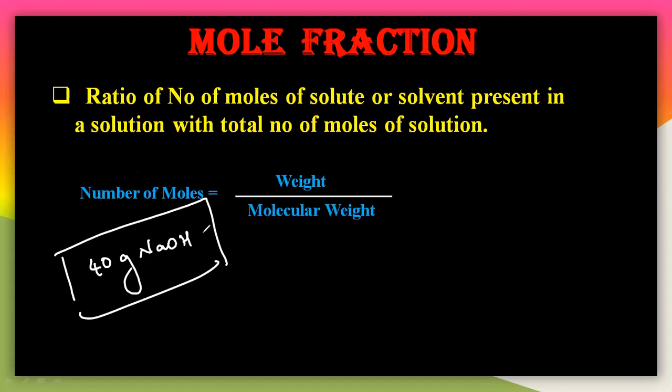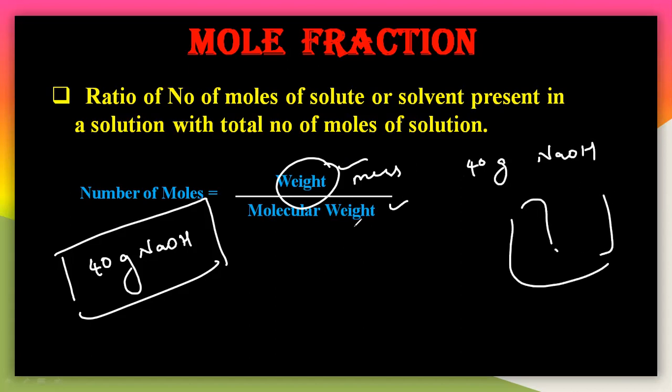The number of moles is equal to, see this particular formula, which is very important, weight by molecular weight. In some books it is written as mass by molecular mass. Weight and mass are both the same; there is no difference in chemistry. In physics it is different, but in chemistry weight and mass are the same. Here the question is 40 grams of NaOH. I have taken 40 grams of NaOH in a beaker. Now, how many moles are there in that particular 40 grams of NaOH?